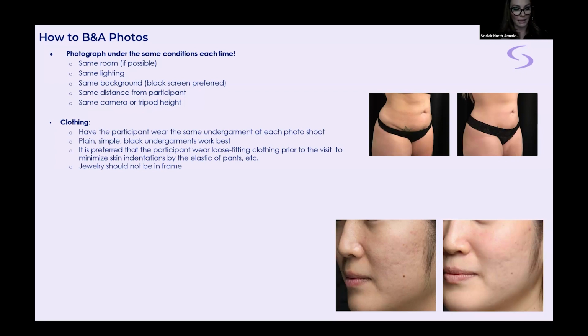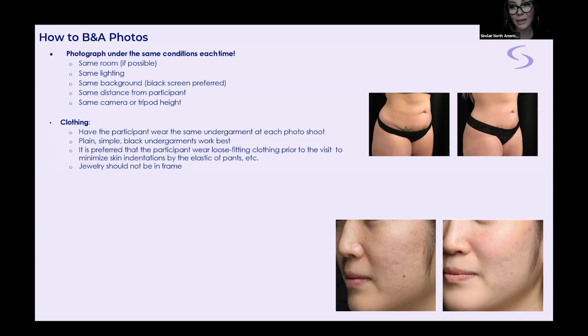Okay, have the participant wear the same undergarments at each photo. I cannot stress this enough, especially when it comes to body photos. Like the photo that you're seeing there at the top, if you're treating for contouring of the flanks, of the abdomen, for cellulite, things like that, even for neck, I would rather them just be in a little black tank top every time so it's not distracting in the photo.